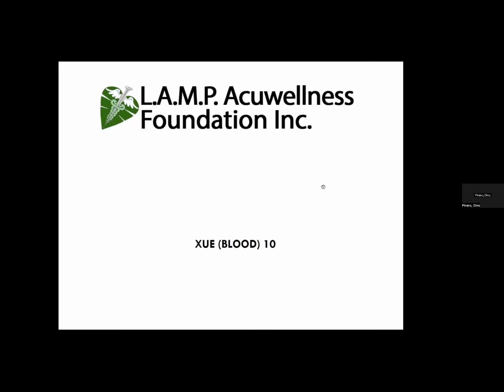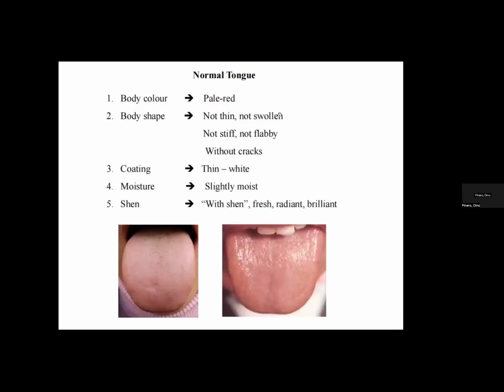Our topic today is the shui or blood. First, the body color in the normal tongue is pale red. The body shape is not thin, not swollen, not stiff, not flabby, without cracks. Number 3, the coating is thin and white, the moisture is slightly moist, and the shen is fresh, radiant, and brilliant. Below are pictures of the normal tongue.